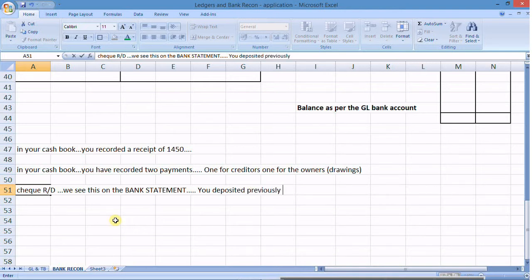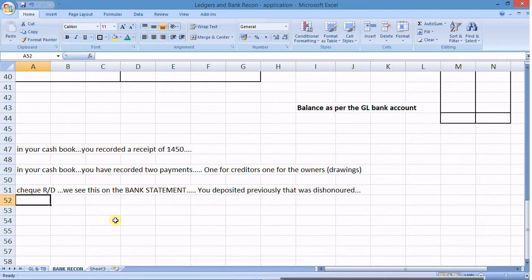That was dishonored. Okay, so someone gives you a check. You take that check to the bank. You deposit it into your bank account. Later on the bank tries to transfer funds from that person's account to yours and they can't, and therefore they dishonor the check.